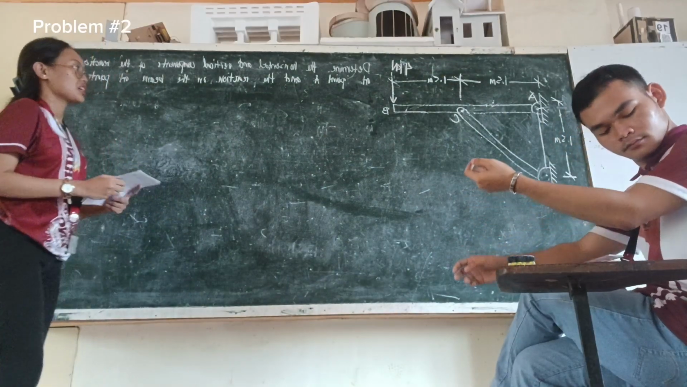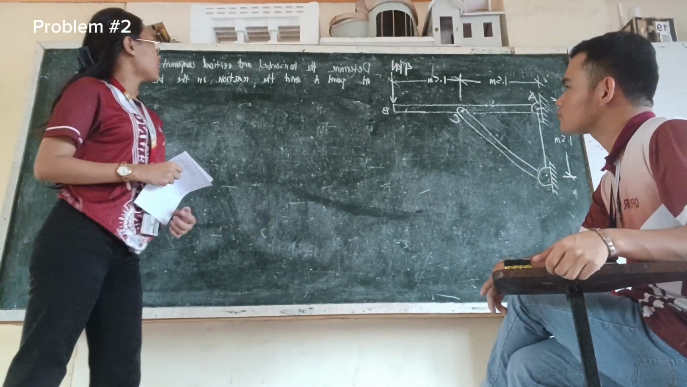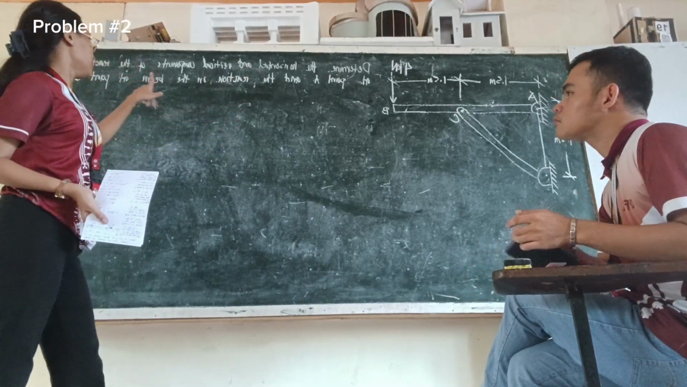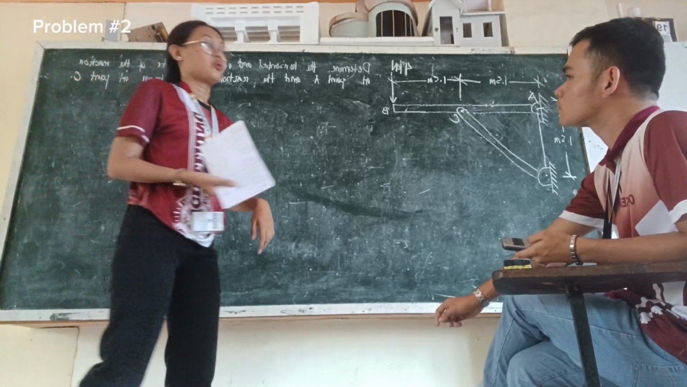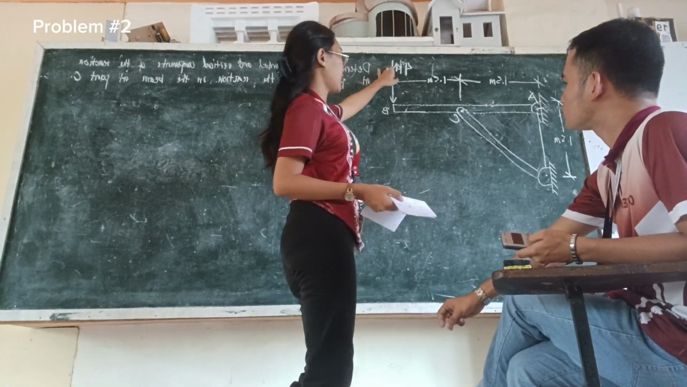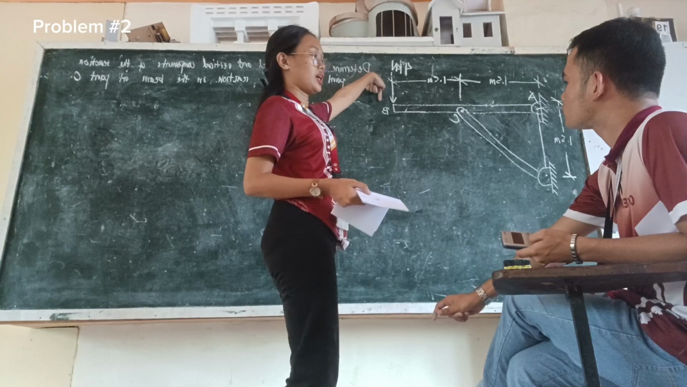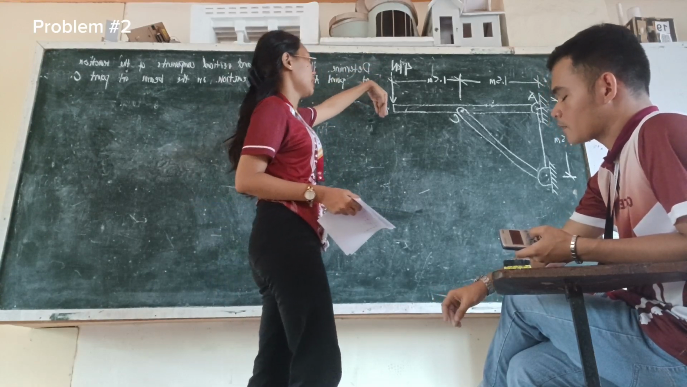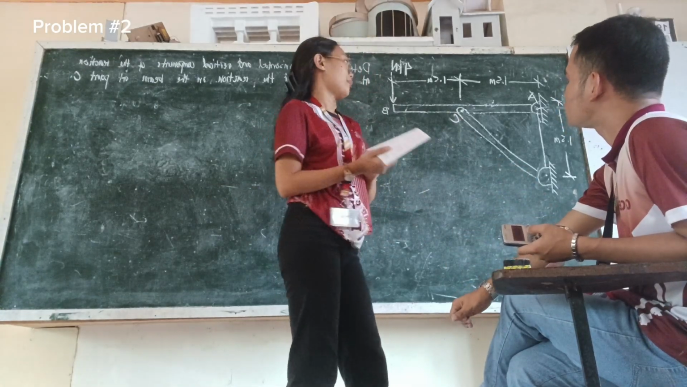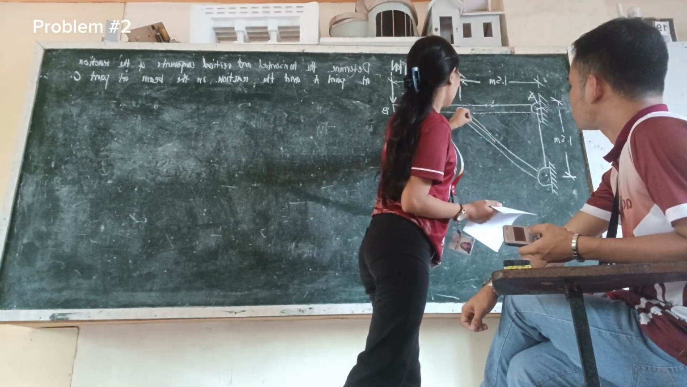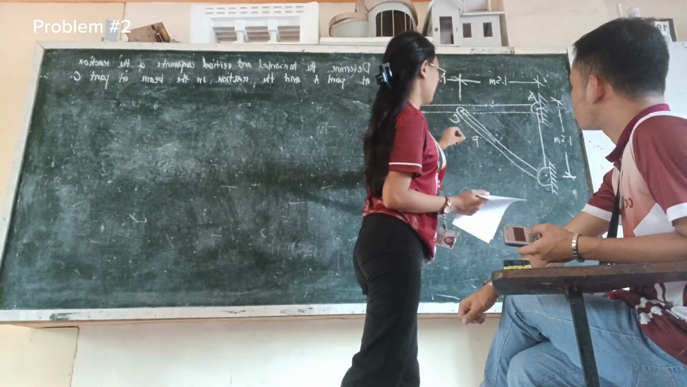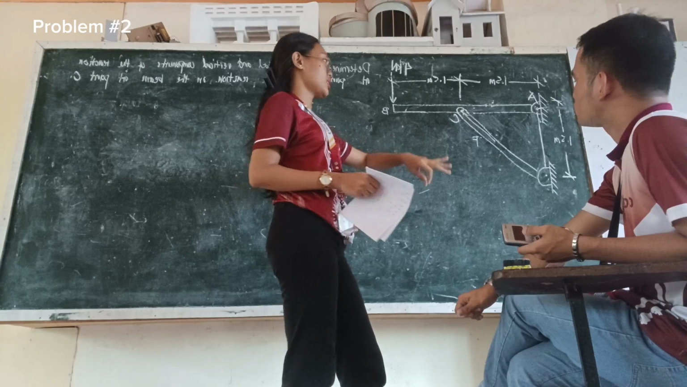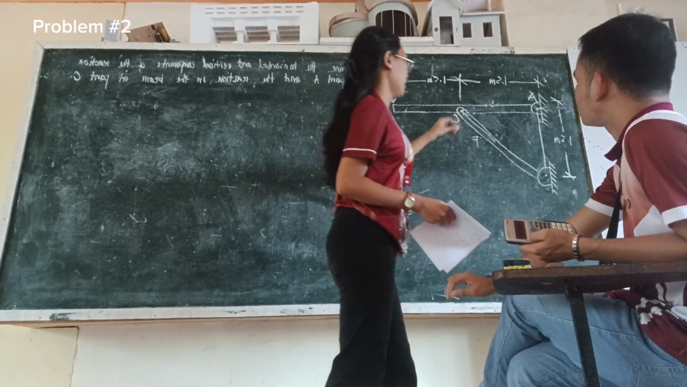Good day everyone. So here is problem number 2. Determine the horizontal and vertical components of the reaction at point A and the reaction of the beam at point C. So first we have to know that the force of 4 kN, or 4 kilonewton, is going downward. So the force at point C is going upward. So this is F. We have to know that point C has two components, which is the Fx and Fy.